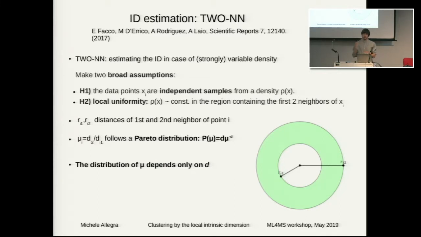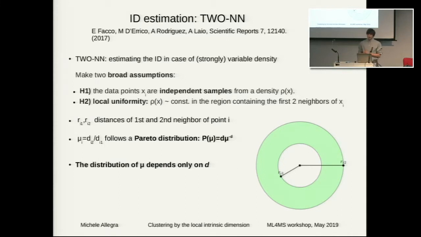The scheme is based on two quite broad assumptions. First assumption is that the points are independent samples from a given density. The second assumption is what I call local uniformity, which means that we assume that the density is constant, but only in a very small region, in a region containing the first two neighbors of each point. So, contrary to other methods that really require the density to be constant in the whole space, we just make a much weaker assumption. We assume that the density is approximately constant in the small region defined by a point and its first two neighbors.